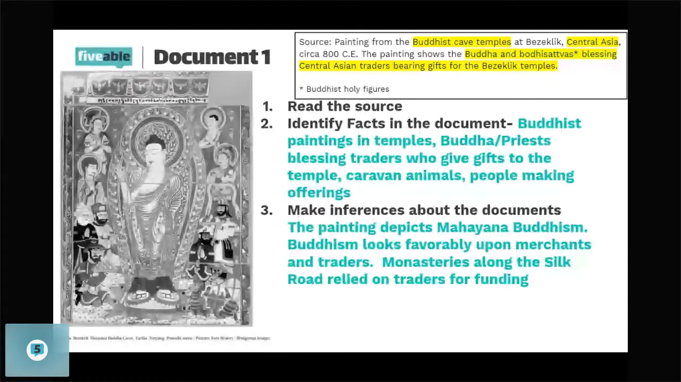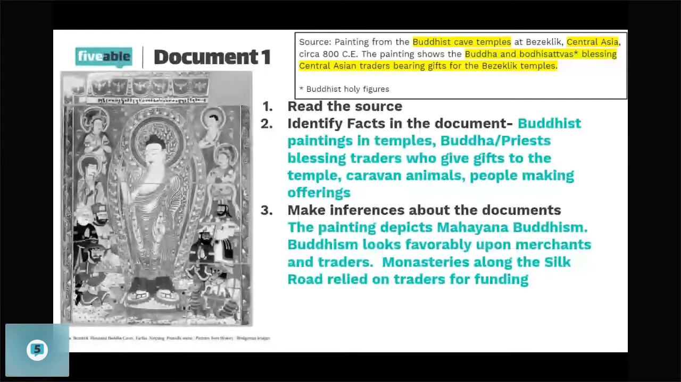You're still going to find plenty of evidence in this document. So the next inference I made was that Buddhism looked favorably upon merchants and traders, right? We can tell from the painting and the sourcing information. Also, monasteries along the Silk Road relied on traders for funding. Next, how does the document answer the prompt? Your inferences are going to help you with that. Sometimes your inferences and how the document answers the prompt are the same thing.